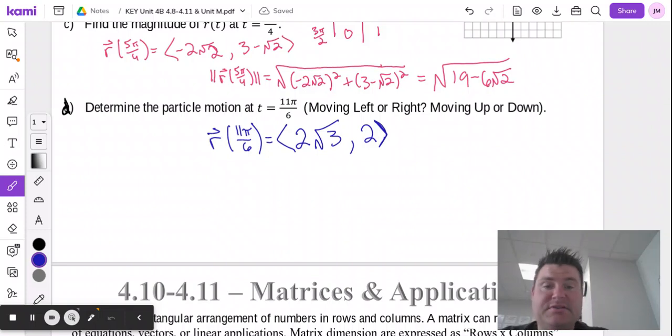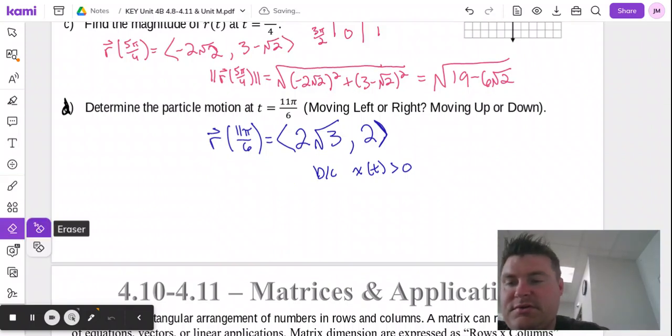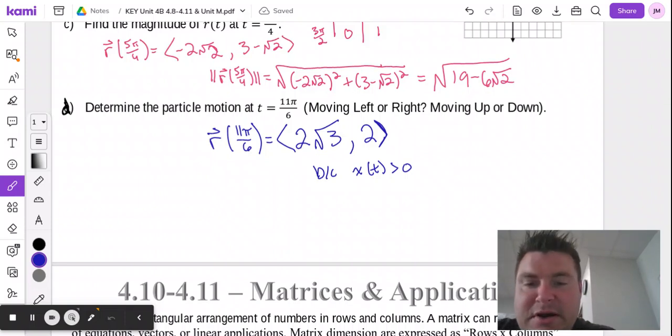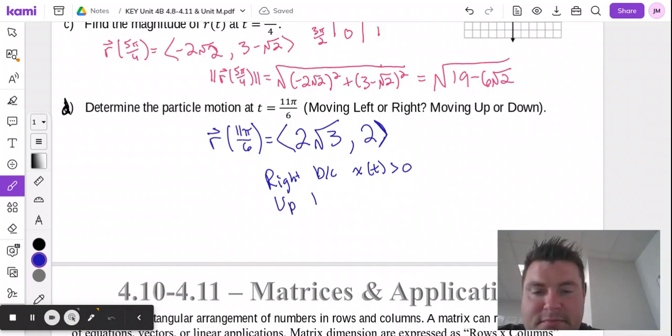I almost do parentheses. Okay, so what's the particle motion? Well, we are going up because x of t is positive. And we are going, oh, hold the phone. Hold the phone. I'm going right because x of t is positive. We're still going up. And we're going up. I just went in the wrong order. I was so focused on being letter D done. I didn't really see this one through.